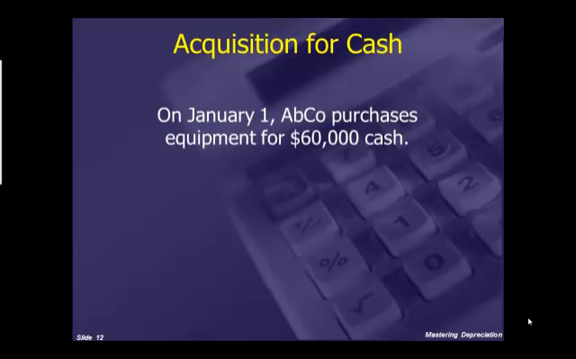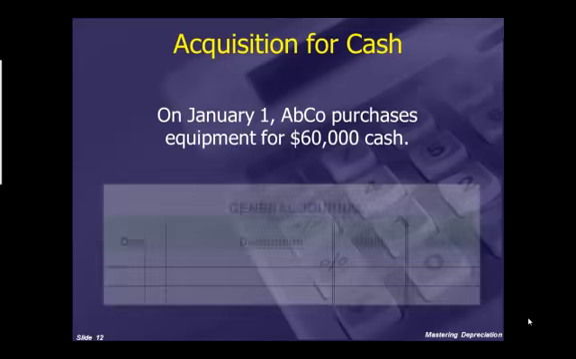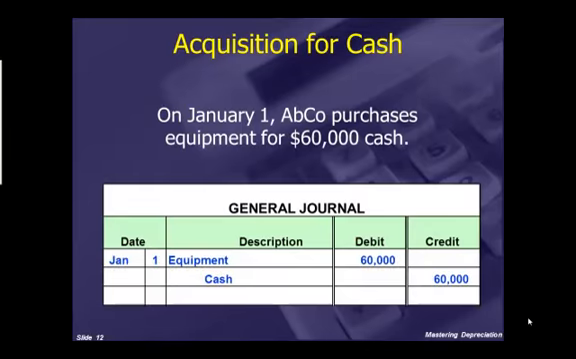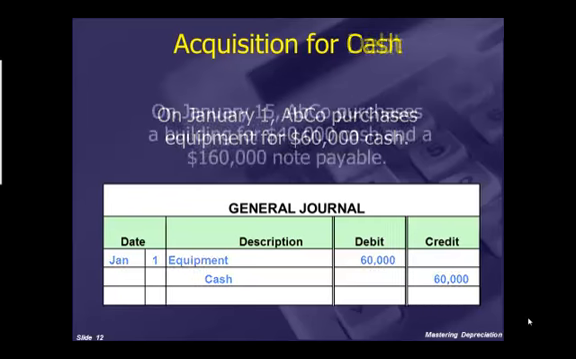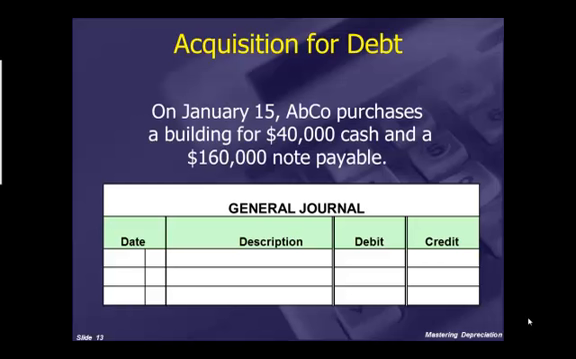Now, here we have an example. On January 1, Abco purchases equipment for $60,000 cash. To record this, we would debit on January 1 the equipment $60,000, credit cash for $60,000. On January 15th, Abco purchases a building for $40,000 cash and a $160,000 note payable. So the building is being purchased for a total of $200,000 on the 15th. You're debiting the building for the total amount. You're crediting cash for what is paid up front as a down payment, $40,000, and crediting the note payable for the remainder, $160,000.